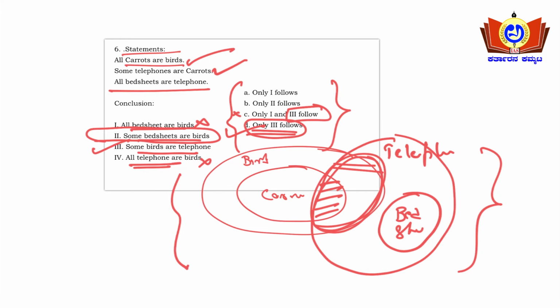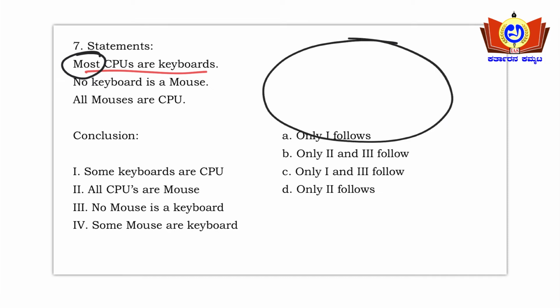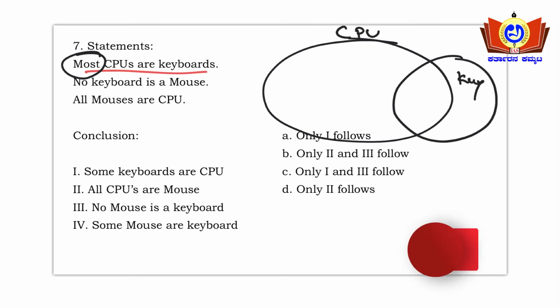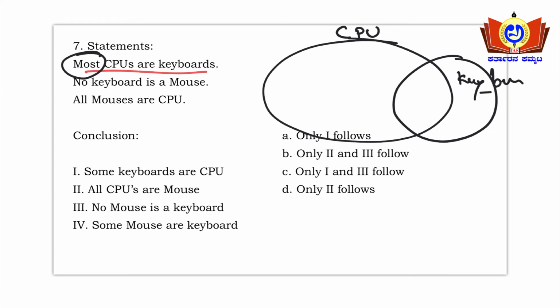Okay, moving on to the next question. The statement says most CPUs are keyboards. See, the usage of words matters here. For most CPUs, I'll draw the CPU here, and the keyboard will be somewhere here, overlapping it. Not all, my dear friends. So condition 1 is finished.